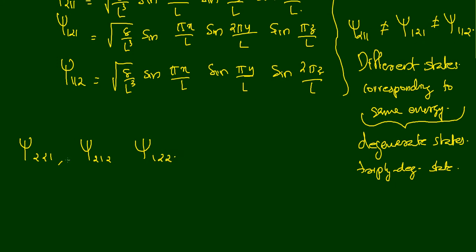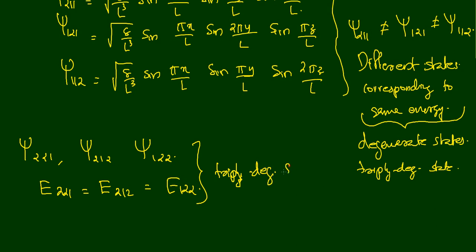Okay, these are also degenerate states because the energy depends upon nx, ny and nz. The sum of nx square plus ny square plus nz square in all these three cases is the same. Therefore these states will also be degenerate states. So we can write E221 will be equal to E212, which is equal to E122. Therefore these are also triply degenerate states.